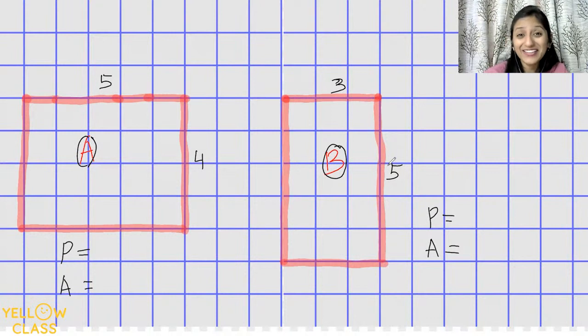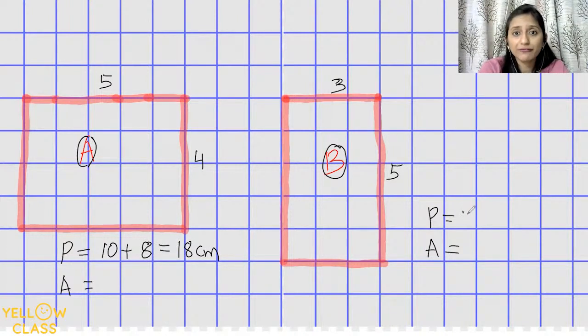It will be A only, because see, one of the lengths is the same, but this one has more width. So definitely it is going to have more perimeter. So what will be its perimeter? 2 times 5, 10, plus 2 times 4, which is 8. So I'll get 18. What about this? 2 times 5, which is 10, 2 times 3, which is 6. 16.